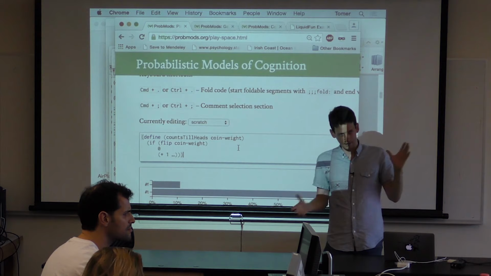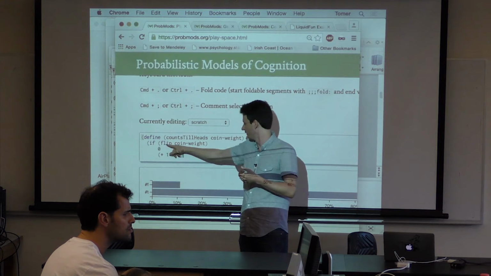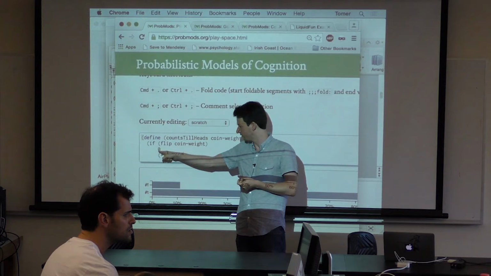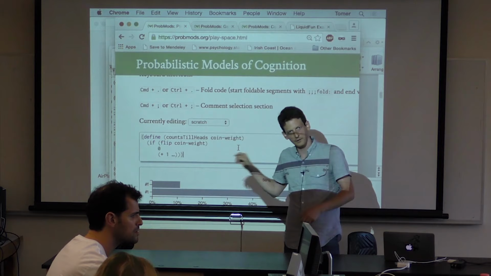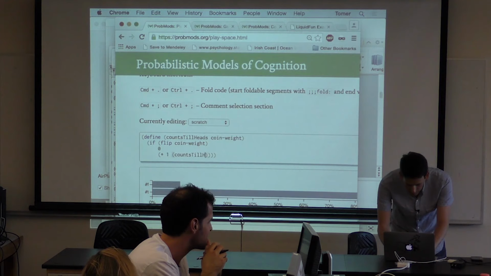The thing that we're trying to implement right now is a procedure that implements this counting thing that I just described by flipping a coin, under the hood. If the coin comes back heads, because this thing evaluates to true, give back zero. If it doesn't, give back plus one plus what? Fill in those dots. It shouldn't be a long expression. So guys, let me tell you what I was going for. I meant plus one plus counts till heads coin weight.